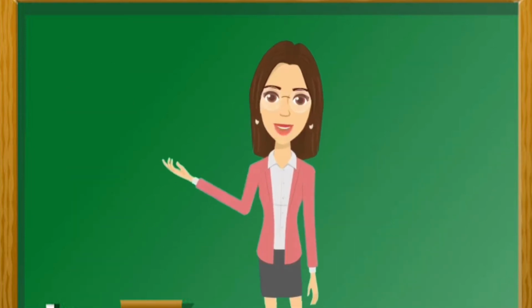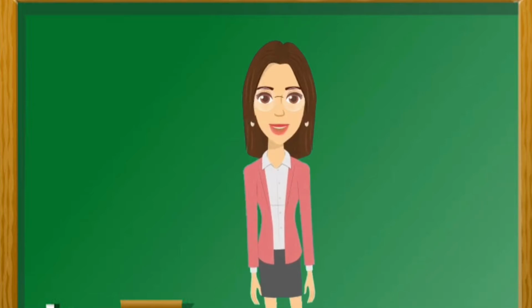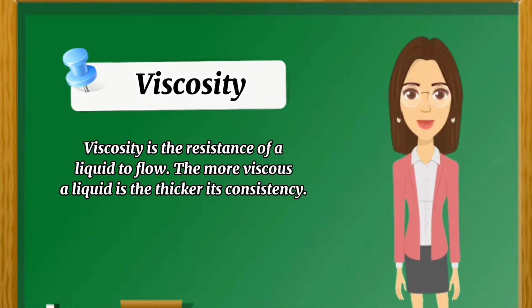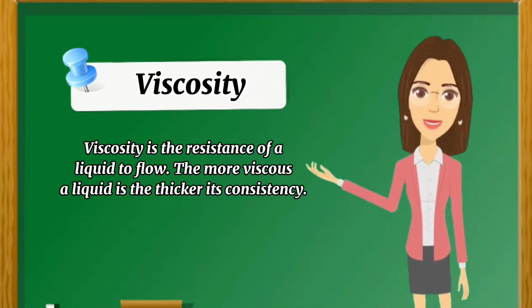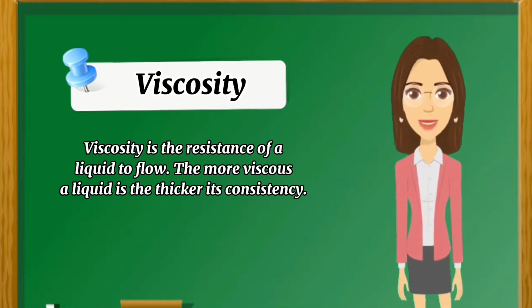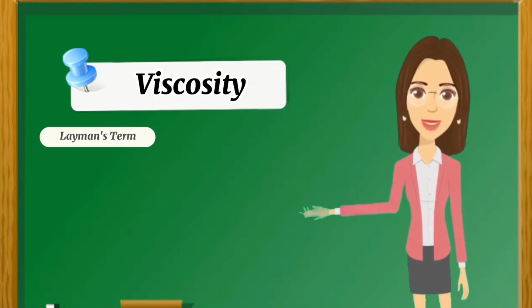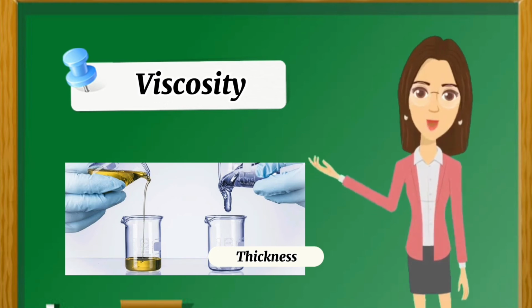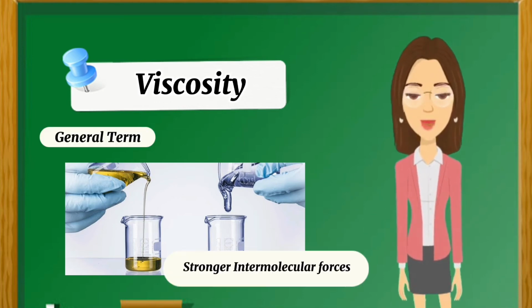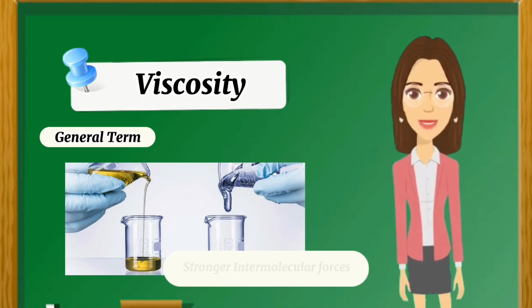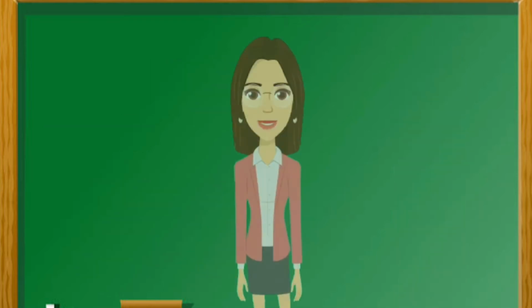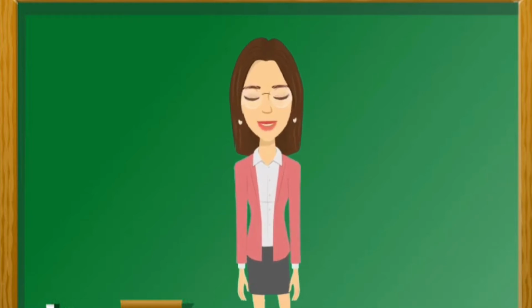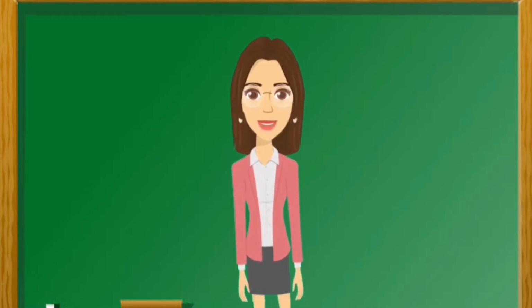Now that we are done discussing the two types of meniscus, let's proceed to viscosity. Viscosity is the resistance of a liquid to flow. The more viscous a liquid is, the thicker its consistency. In layman's terms, it is the measure of the thickness of a liquid. In general, stronger intermolecular forces lead to higher viscosity. Now, let's watch another video on how to measure the viscosity of a liquid. Please observe carefully.